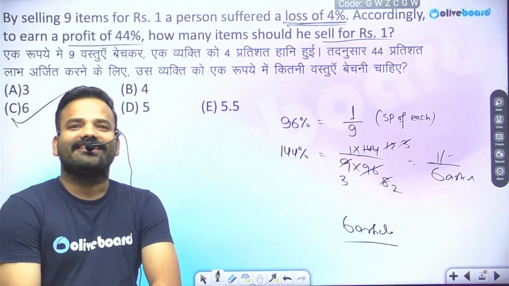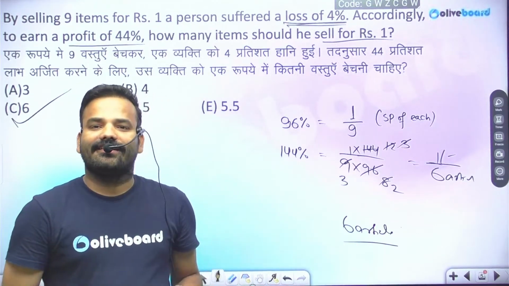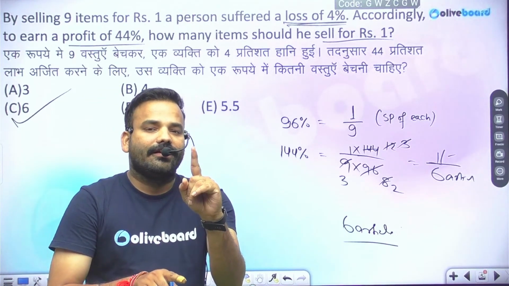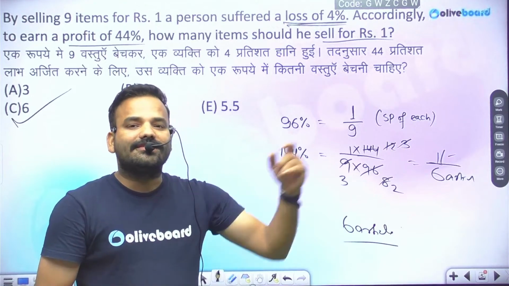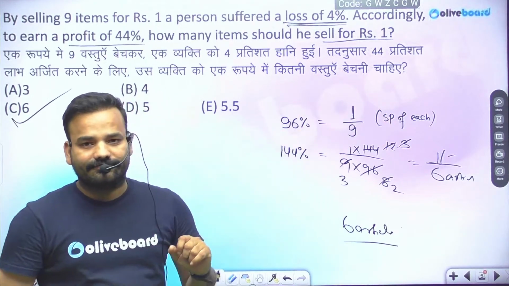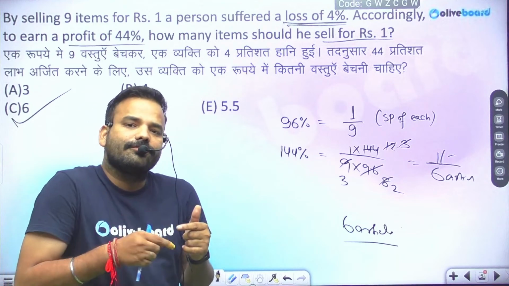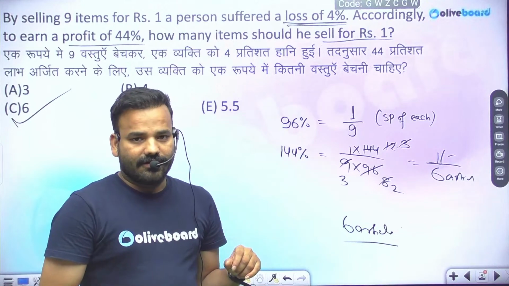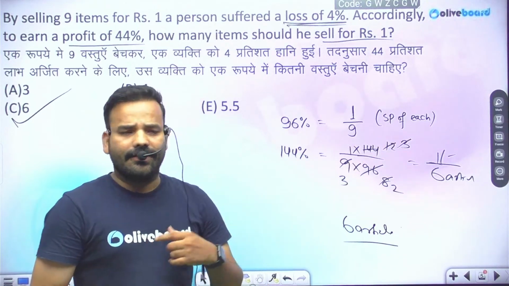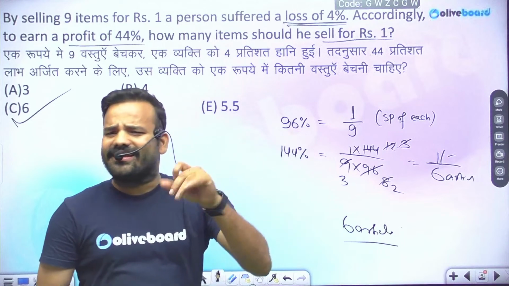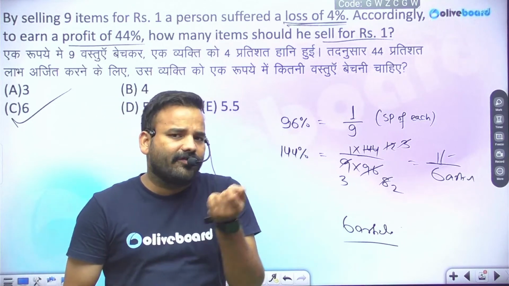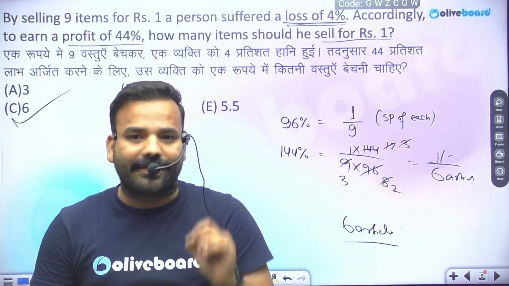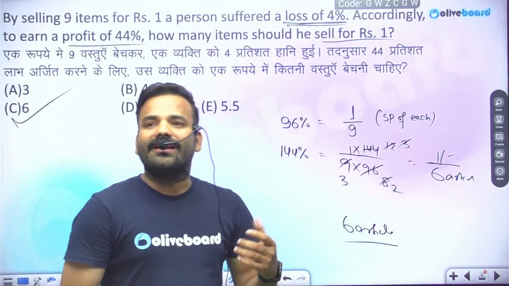See, on rupees 1, I'm selling 9 articles. And I'm making a loss of 4%. That means this particular value is 96%. If I want to make a profit of 44%, I will be selling it at 144%. And 144% is what? 1 by 6. Previously I was selling at 1 by 9. 1 by 9 is 11 paise, 11.11 paise. And now I am selling at 1 by 6. 1 by 6 is what? 16.23 paise. Clear? So ultimately he will be making a profit.